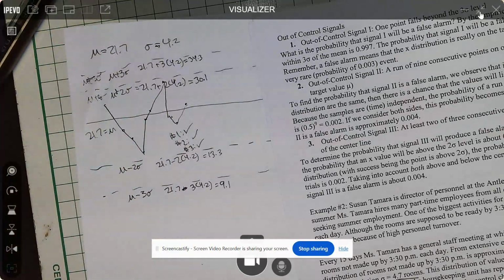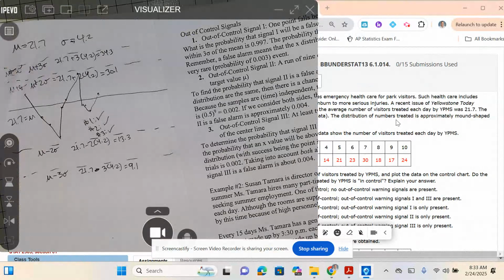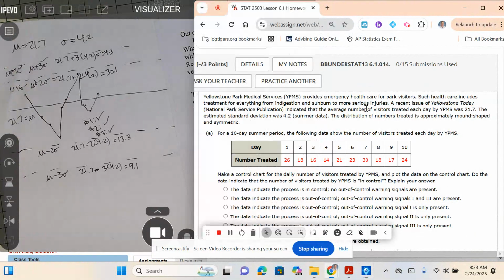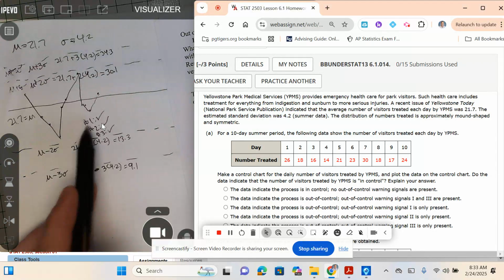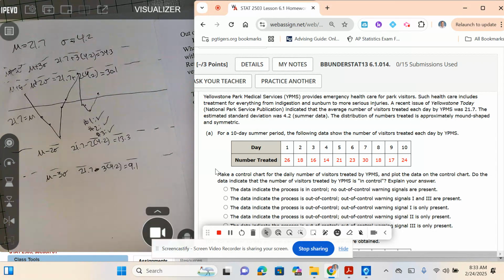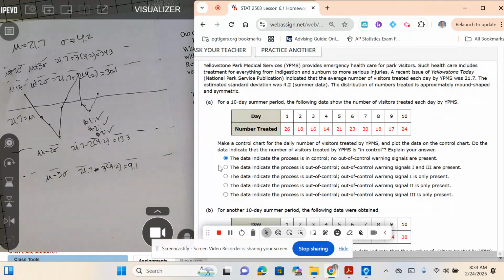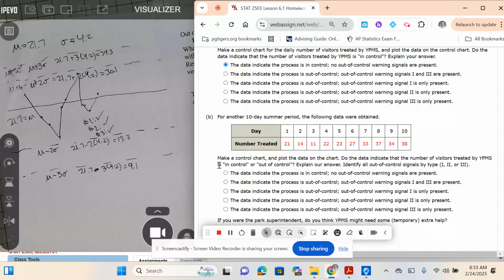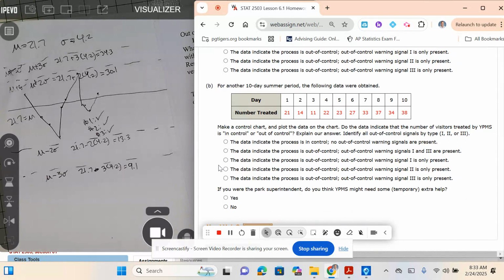We call this in control because none of these out of control signals are present. These are the out of control signals right here. None of them are present, so it's in control. Okay, so that one's in control. Now let's look at the next one.